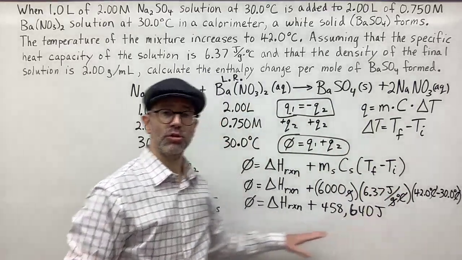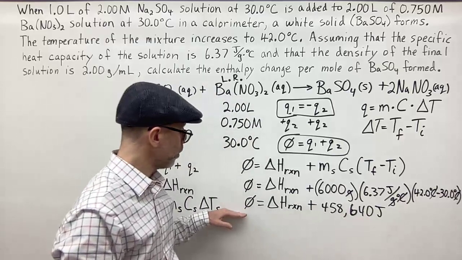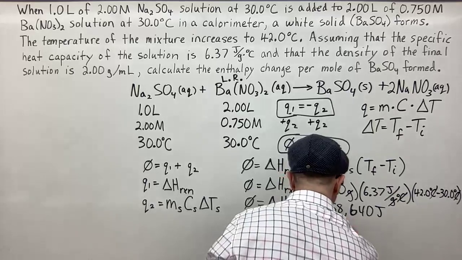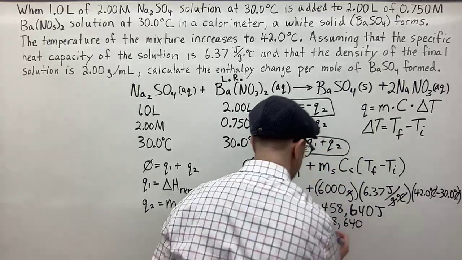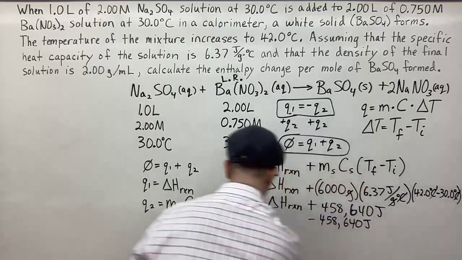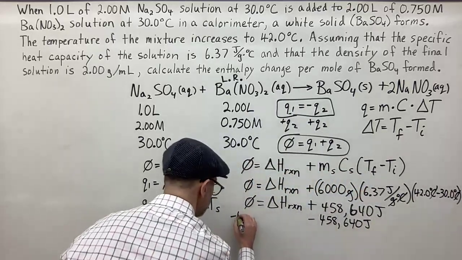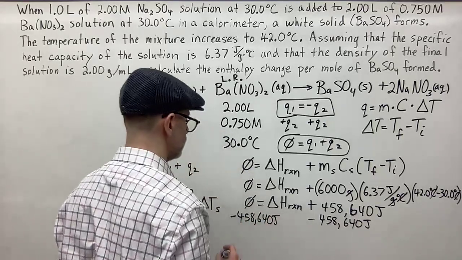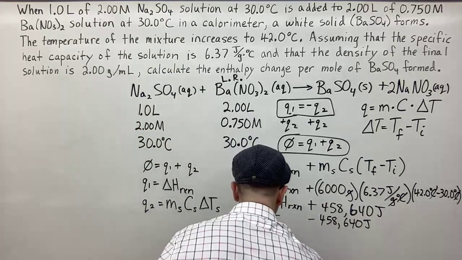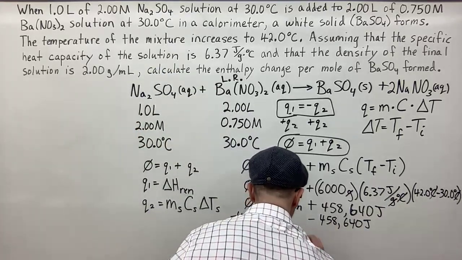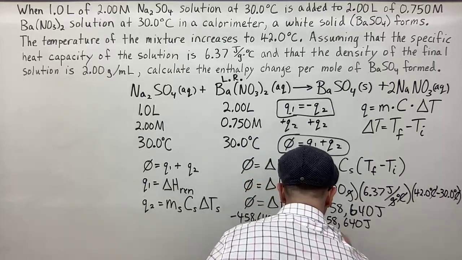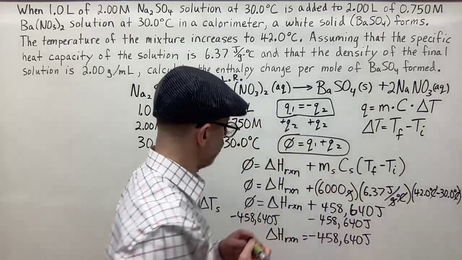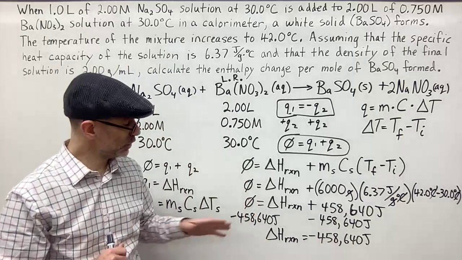So now all I need to do is subtract this from both sides. So minus 458,640 joules, and minus 458,640 joules. And so I got the delta H of the reaction is equal to a negative 458,640 joules. Okay, great.